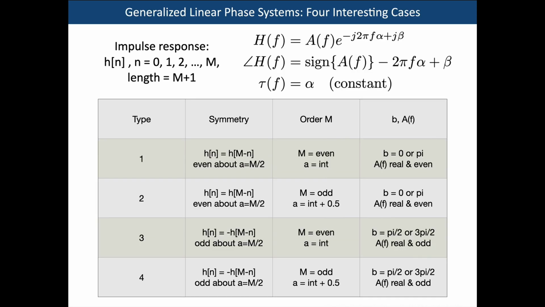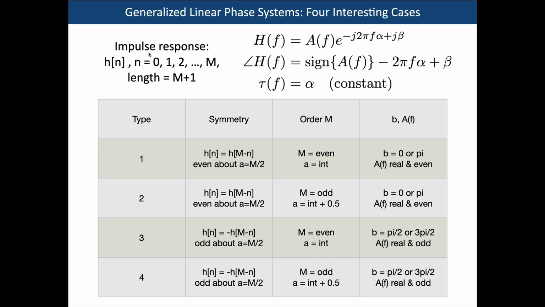Based on these ideas, we're going to define 4 different classes of generalized linear phase systems. Types 1 through 4, we'll refer to them by their numbers. And there are 2 different symmetries, even and odd, and there are 2 different values for the order of the impulse response, and that is even and odd as well. So let's talk about the order here for just a moment.